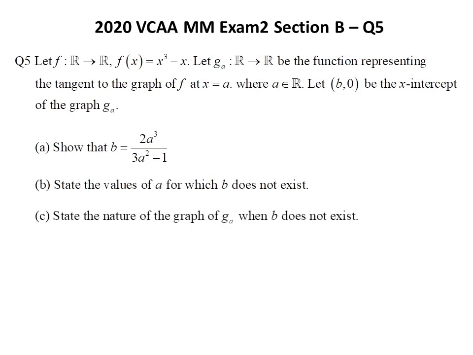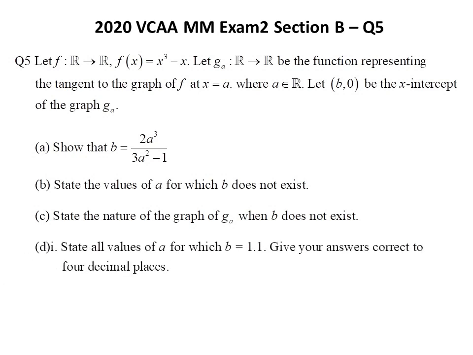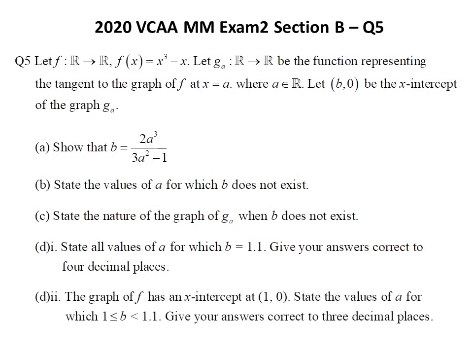Part C is to state the nature of the graph GA when b does not exist. There are 2 subparts in part D. Subpart 1 is to state all the values of a for which b equals 1.1. In subpart 2, the graph of f of x has an x-intercept at (1, 0). The question is to state the values of a for which b is greater than or equal to 1 but less than 1.1.